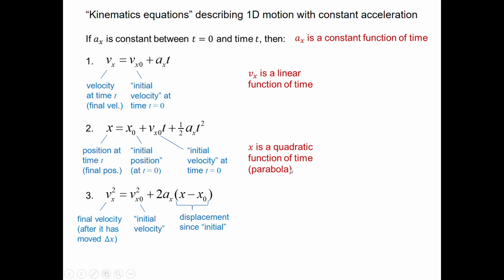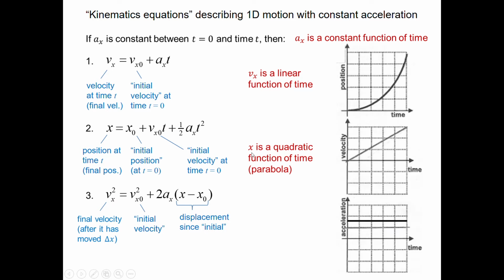So this is saying if we plot x versus t, we would expect to get a parabola. So let's just look at some particular graphs that are associated with these. Here we could imagine, again, if x is a quadratic function of time, a parabola, here's, for a certain period of time, this kind of looks like it would be a parabola, right? It's a piece of a parabola that's valid for a certain period of time.